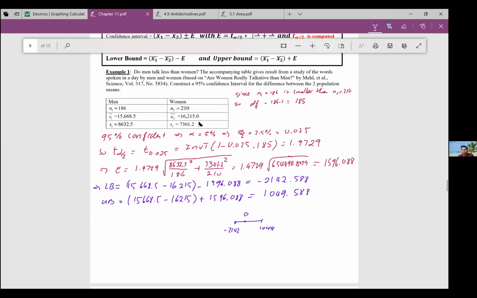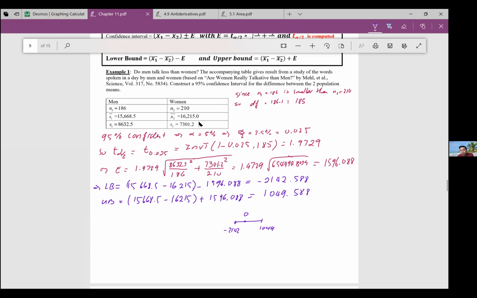Technically we assume that they are talking the same. If they talk the same, then the difference would be 0. But that's just the point of estimating, right? So we assume 0, but the worst case scenario is men talk less than women by around 2100 words, or they could talk more than women by about 1049 words.